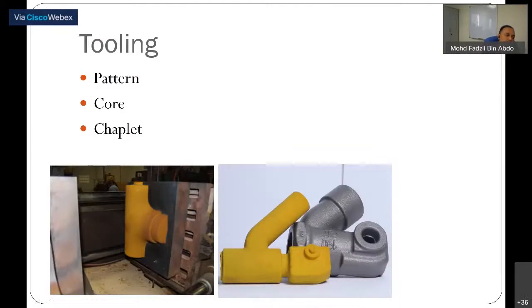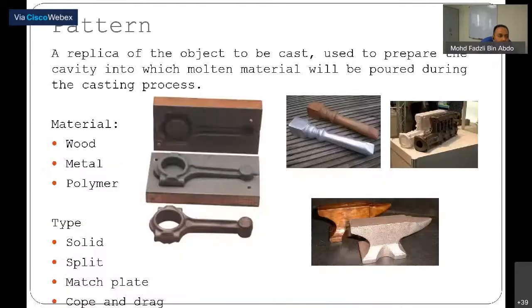What are the tooling terms? Which means, what is a pattern. Actually, last week I already talked about what a pattern is, what a core is, and what a chaplet is. This is the pattern. This is not the product, but the pattern. The pattern is a replica of the object to be cast, used to prepare the cavity into which the molten metal will be poured during the casting process. Actually, the pattern is a replica of the object to be cast. It means not that object itself, but the replica of the object.